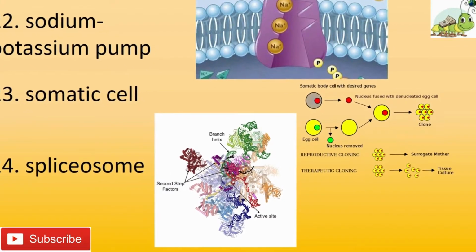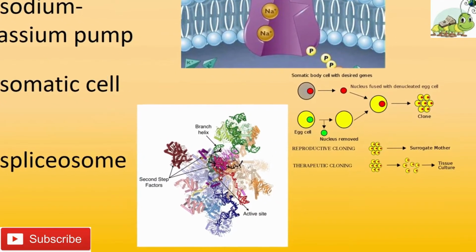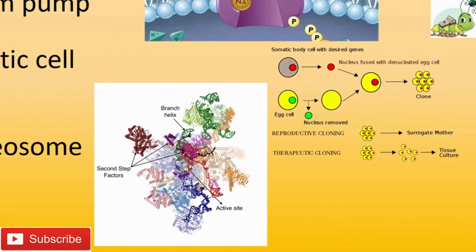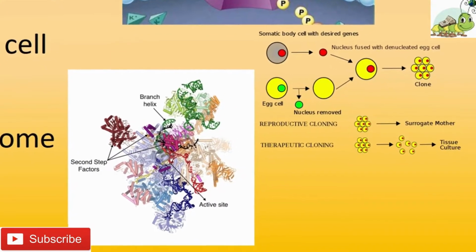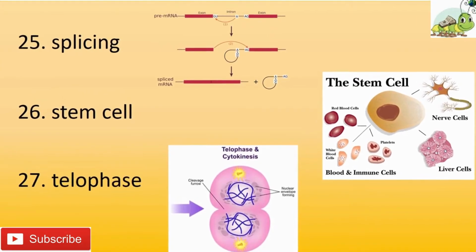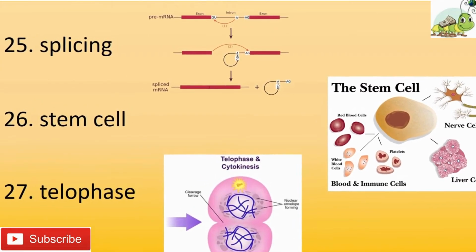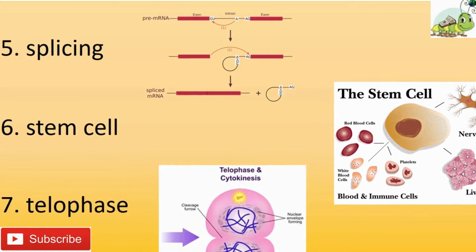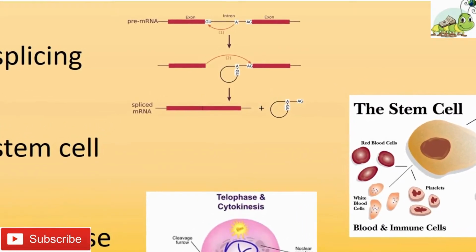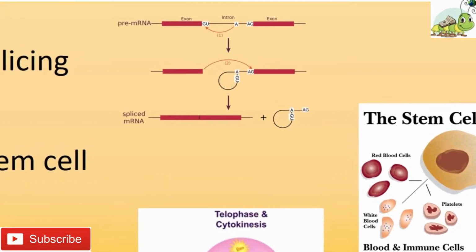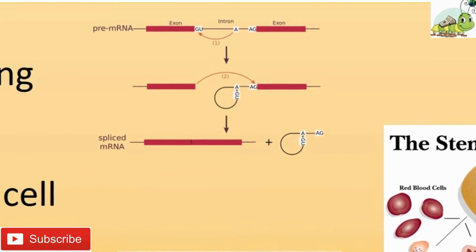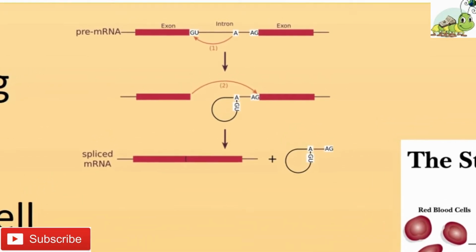24. Spliceosome. A complex of enzymes that serves to splice out the introns of a pre-mRNA transcript. It's called the spliceosome. 25. Splicing, the process of modifying a pre-mRNA transcript by removing certain typically non-coding regions. It's called splicing.